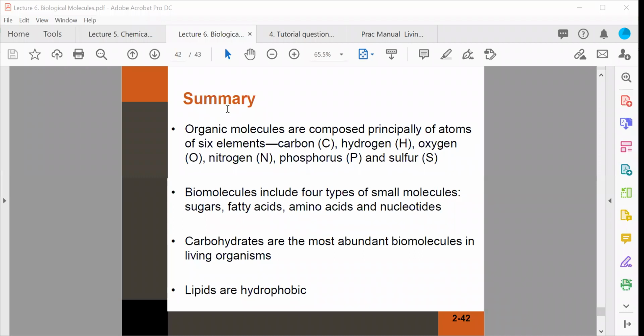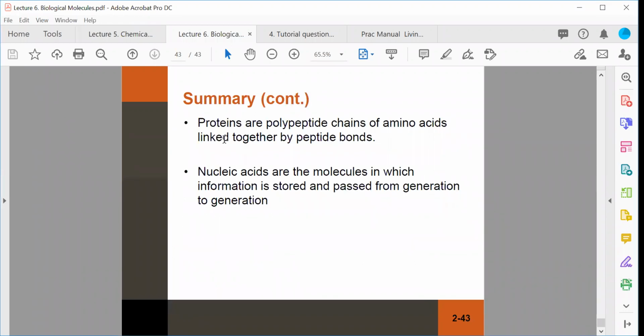Okay, so we've looked at lipids and the fact that they are predominantly hydrophobic, but of course we have those amphipathic molecules such as phospholipids that are exceptions to the rule. We've looked at proteins, which start off as polypeptide chains of amino acids. They are linked together by peptide bonds. They will form secondary structural motifs such as alpha helices and beta sheets. Then they will form the tertiary structure and finally the quaternary structure to form the final functional protein.